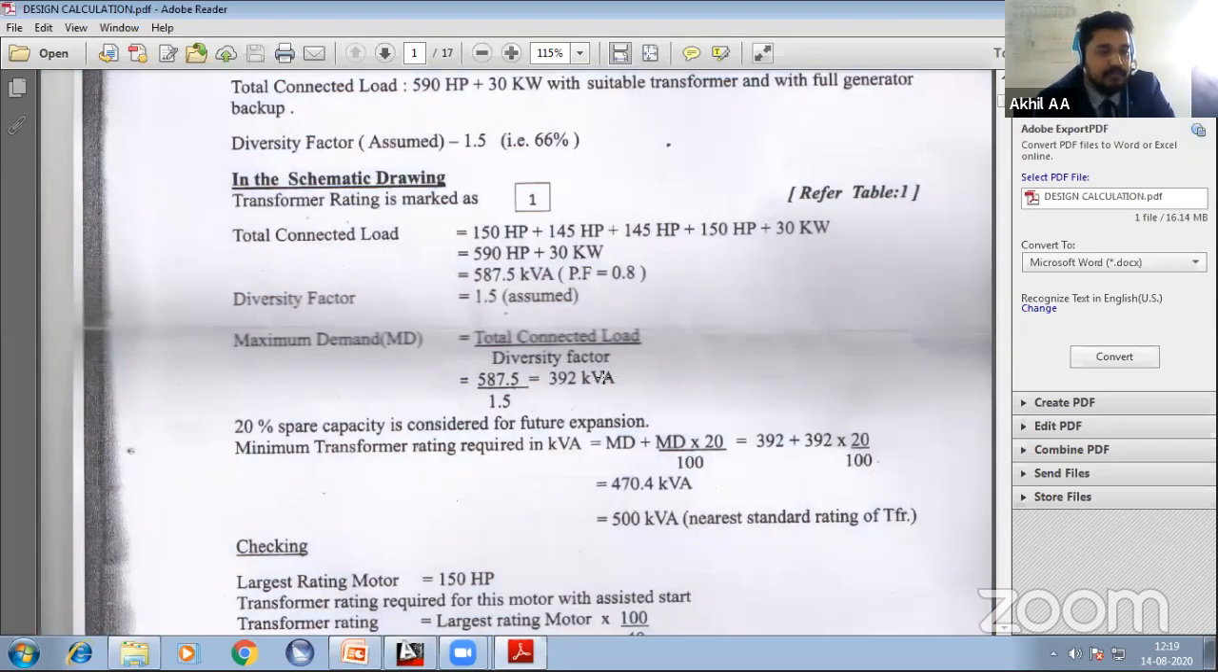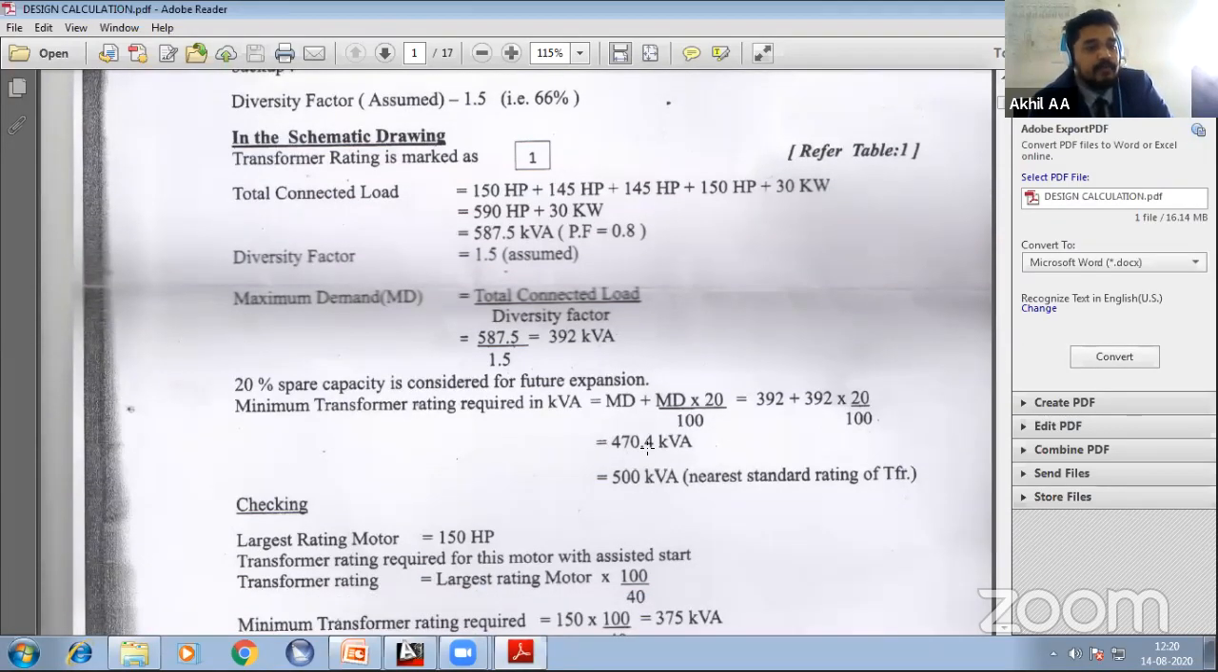Then how did you get 392 kVA? After adding the HP motor load, the miscellaneous load and lighting load, you get 587.5 kVA as the total connected load. How did you get this 587.5? By dividing it with 0.8. Then assuming the diversity factor, you divide it with 1.5, so you get 392 kVA. Then you have to add the safety factor. 20% is the safety factor. After adding the safety factor, you get 470.4 kVA as the final value. So the nearest transformer size is 500 kVA.